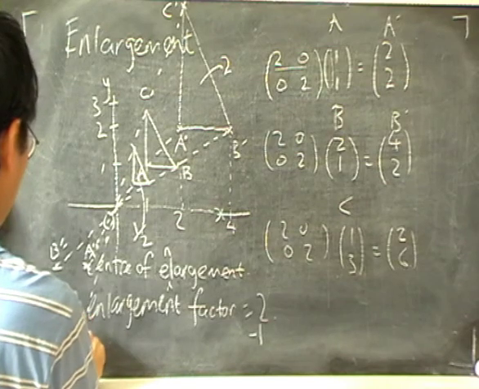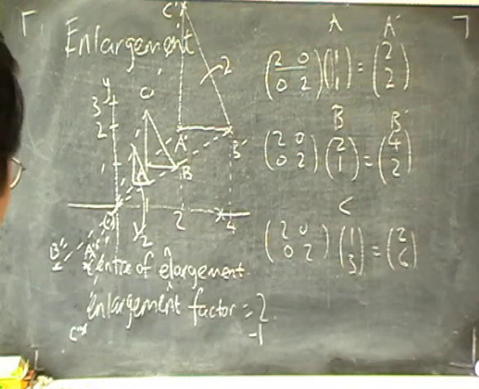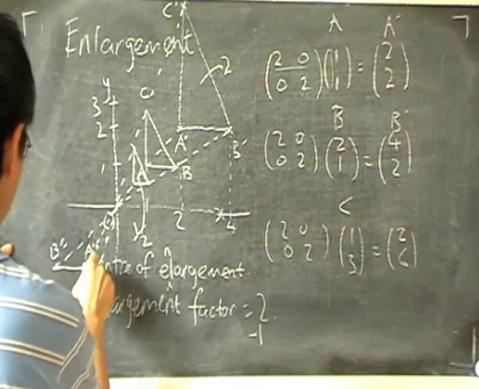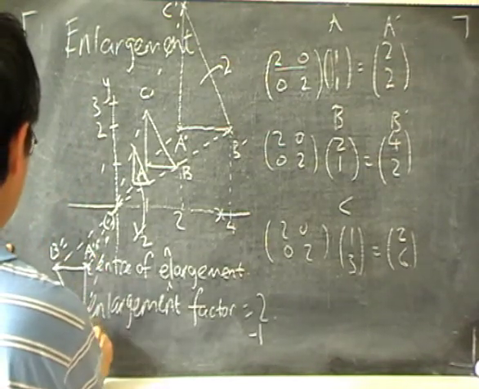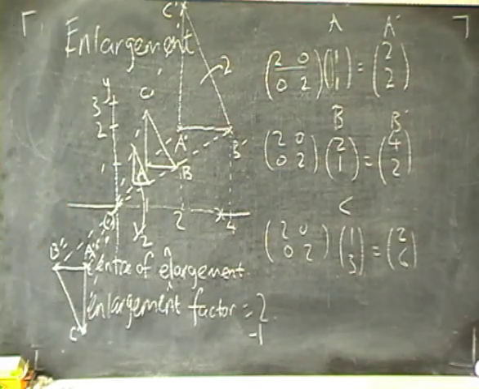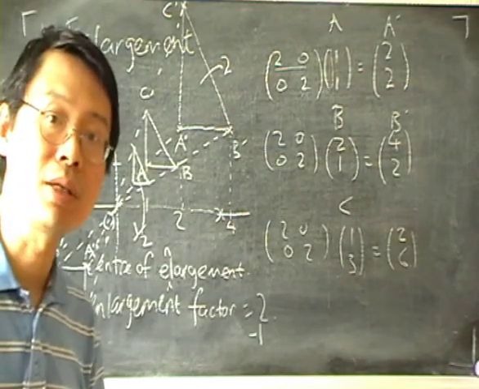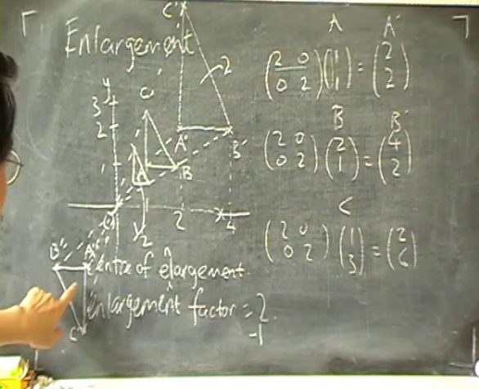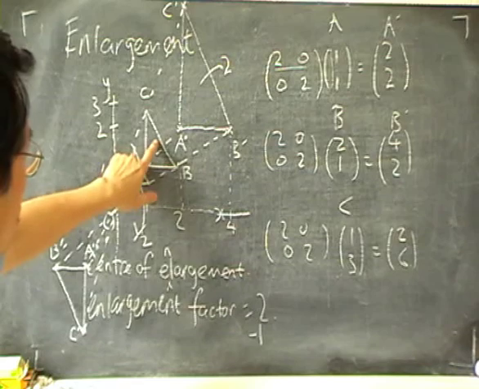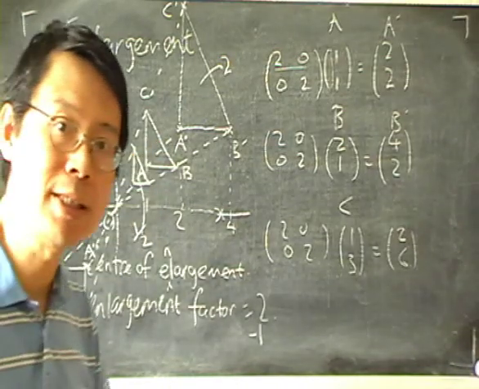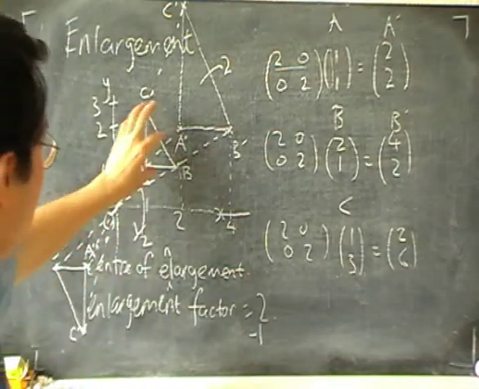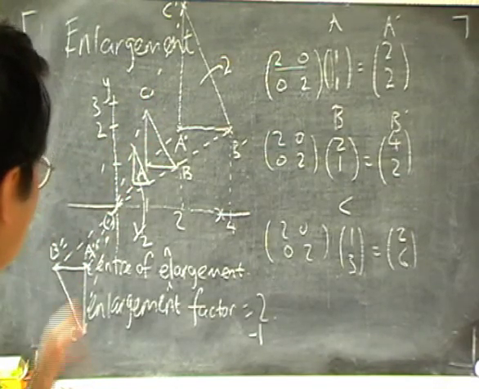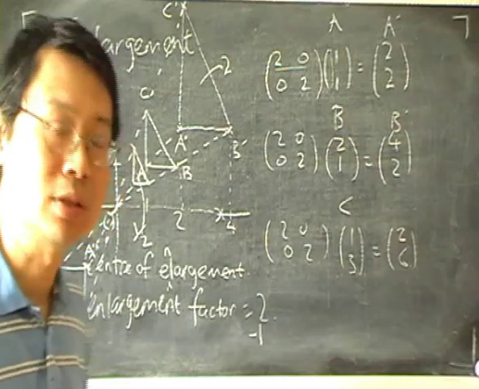So C double prime is my image point for C. And now if I join the corners, I get my new triangle, my image triangle. And if you compare this image triangle with the original ABC, you can see straight away how they are related.